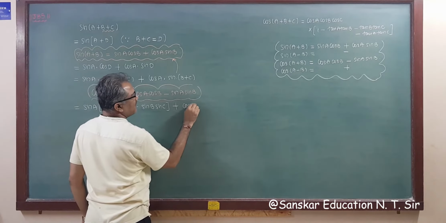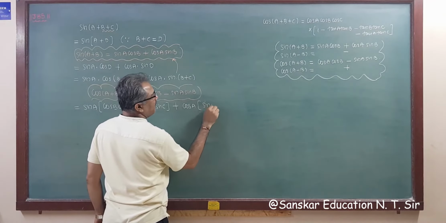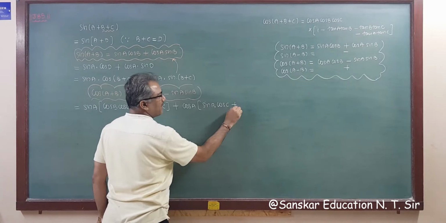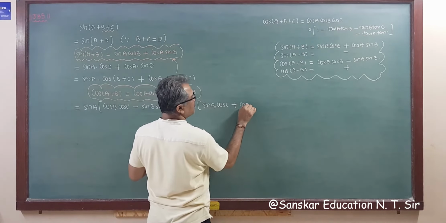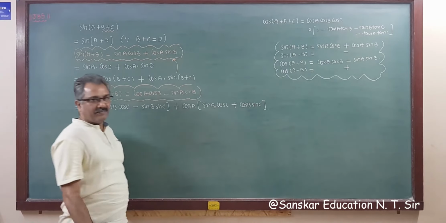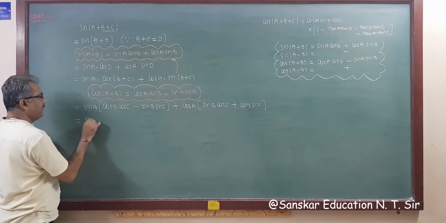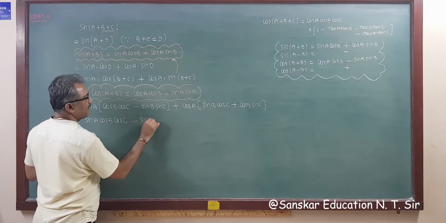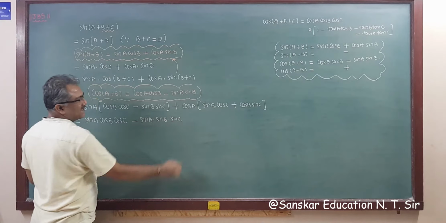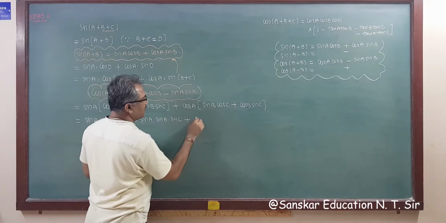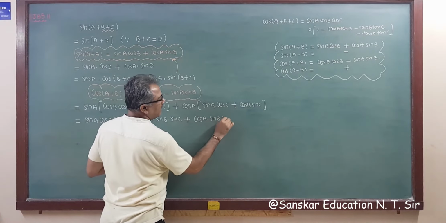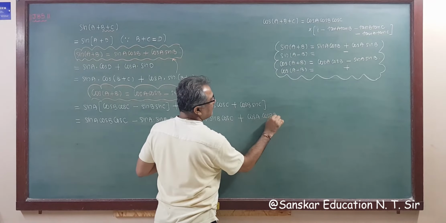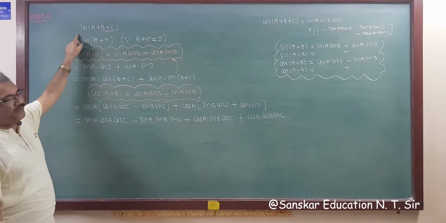Here plus cos A as it is, and sin(B+C) is sin B cos C plus, reversing the angle and the function, cos B sin C. Expanding this: sin A cos B cos C minus sin A sin B sin C plus cos A sin B cos C plus cos A cos B sin C. So this is the formula for sin(A+B+C).